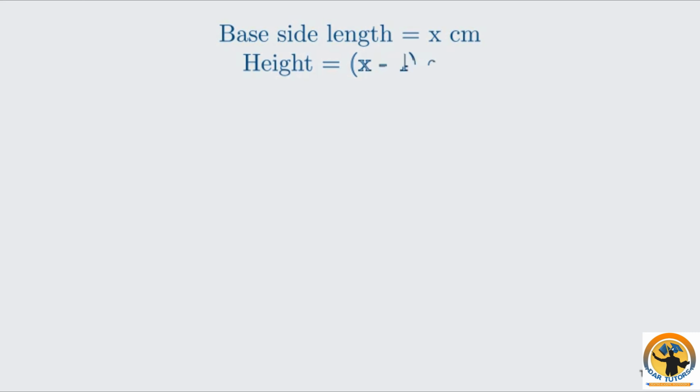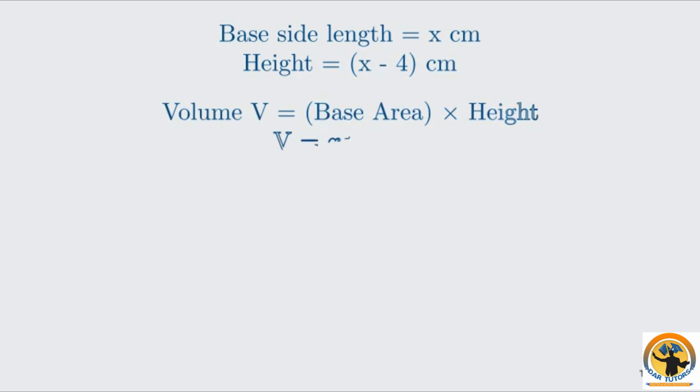Solution. Let's start by defining the dimensions of the box in terms of x. We are given that the base has a side length of x centimeters. The problem states the height is 4 centimeters less than the base side length, so the height is x minus 4 centimeters. The volume of a box is base area times height. Since the base is a square with side x, the base area is x squared. Volume equals x squared times the quantity x minus 4. We are given that the volume is 240 cubic centimeters, so we set our volume expression equal to 240.